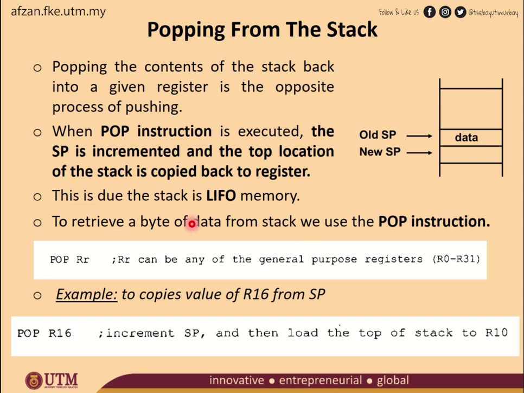Okay, so the stack is LIFO memory, which is last in first out memory, as I mentioned earlier in the box example, where you put the book inside of your box. Right, to retrieve a byte of data from a stack, we use the pop instruction. So pop Rr, in which Rr can be any general purpose register from R0 to R31.